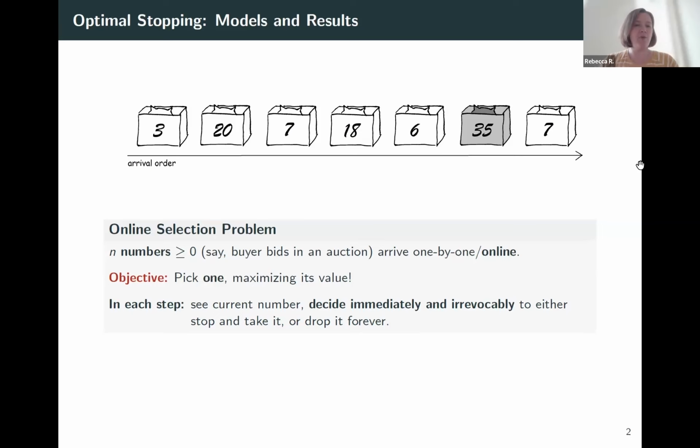So our main problem that we're going to look at is essentially: you have a sequence of numbers that arrive one by one. They are ordered in some way. You see the first one, you see the second one, and so on. And your goal is to pick one number. You stop at some point and say, okay, this is the one I want. However, you have to pick immediately when you see a number or let that number go away. So essentially, you can't go back to something from earlier.